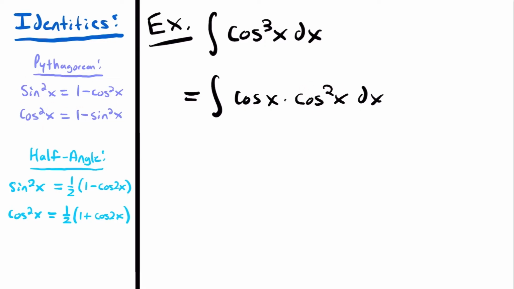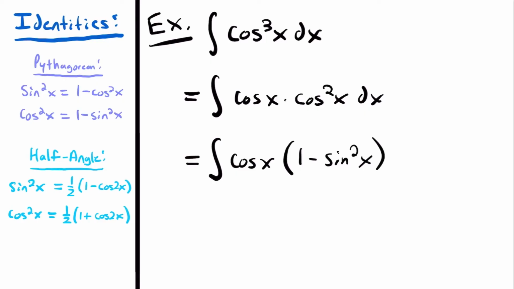We usually leave the half angle identities for when we have an even power in our original integral, and you saw that with our previous example. And so in this case, we are going to use the Pythagorean identity for cosine squared x to rewrite this part of our integral. If we change that to be 1 minus sine squared x, we will have that this is equal to the integral of cosine x times 1 minus sine squared x dx.